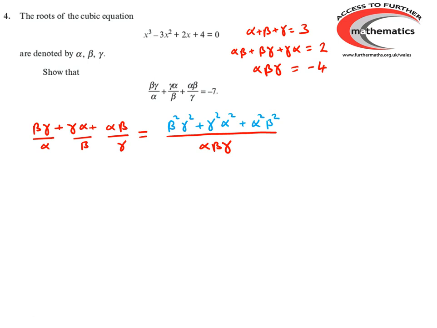For the second fraction, we started with a denominator of beta. To move to the common denominator, we've had to multiply by alpha gamma. We need to do the same to the top. So the top now is going to be gamma squared alpha squared. And for the third of the three fractions, we started off with the denominator of gamma. We have to multiply that by alpha beta to move to the common denominator. We have to do the same to the top. So we have got alpha squared beta squared on the top.